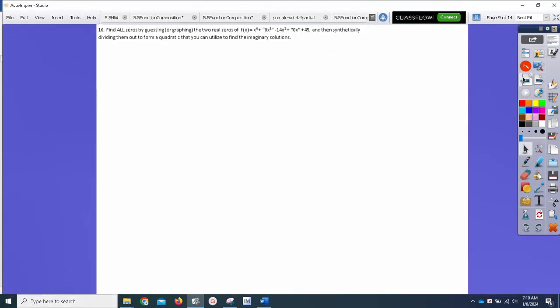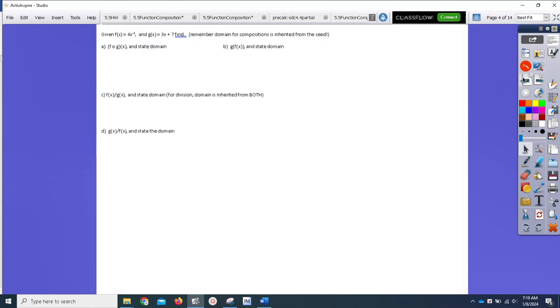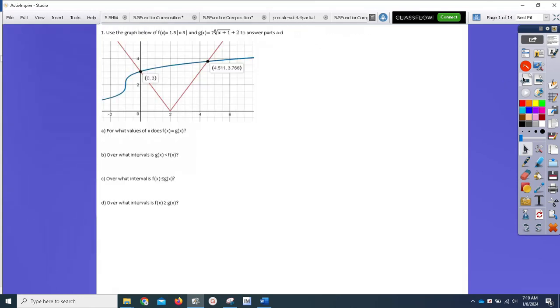All right, so we're looking at the review for your next test right now. And here's the first problem in the review. It's analyzing a graph. Use the graph below of f of x is 1.5 times the absolute value of x minus 3, and this will be our v. And g of x is 2 cubic roots, and this will be our kind of sideways s. Answer parts A through D.